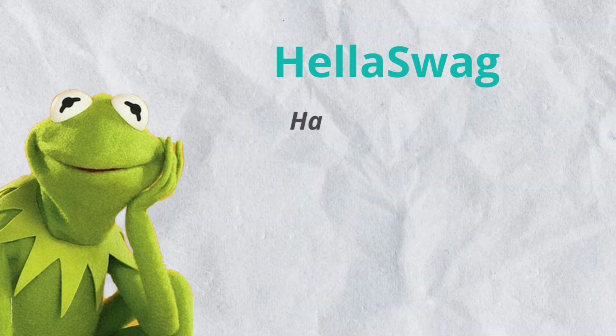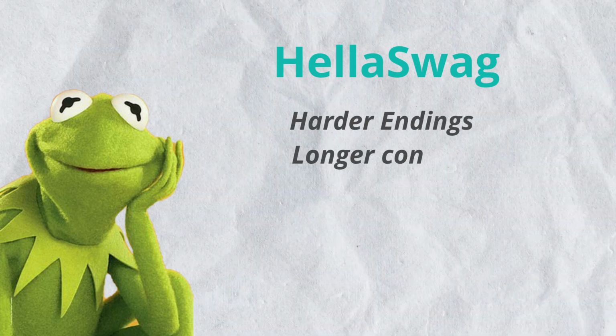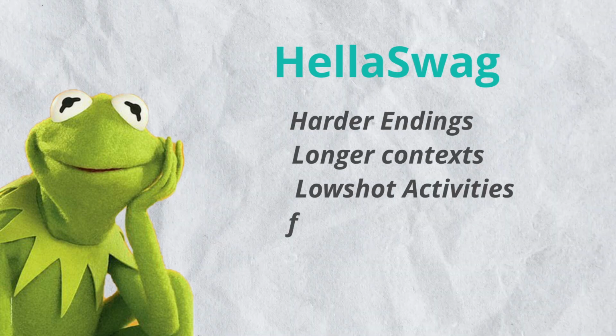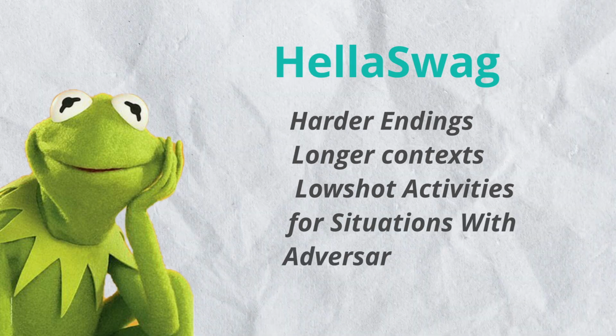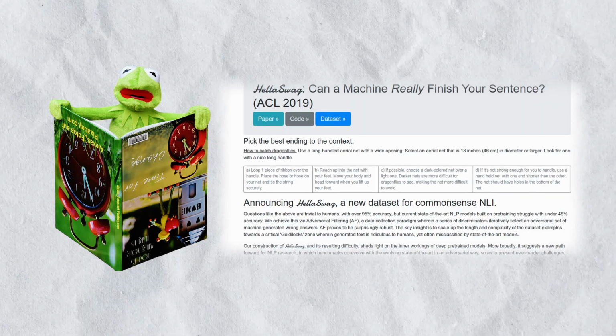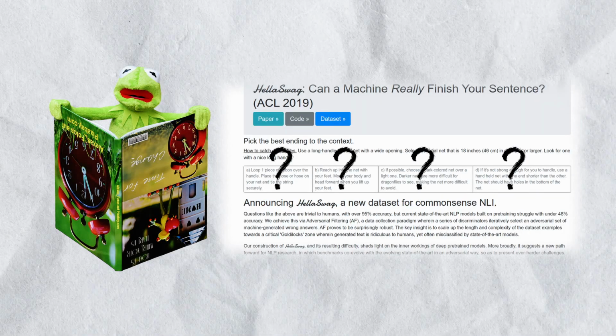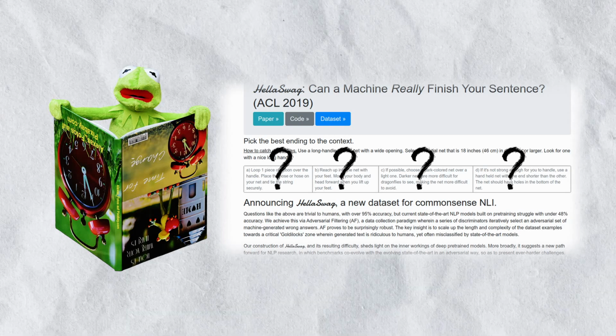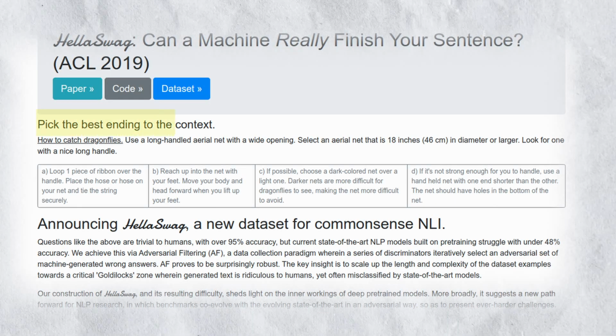It's short for harder endings, longer contexts, and low-shot activities for situations with adversarial generations. There you have it. Here's a very interesting context where the model has four choices and has to select the most likely follow-up scenario. Pick the best ending to the context.